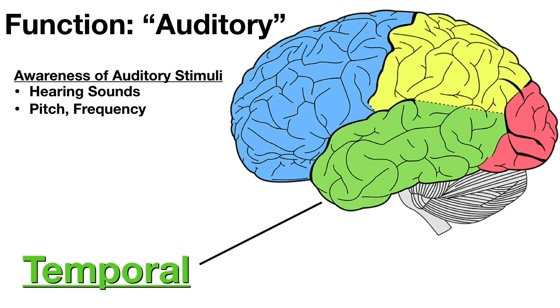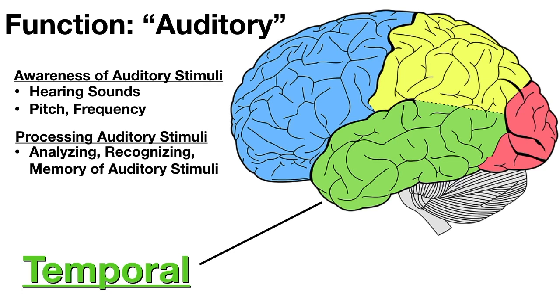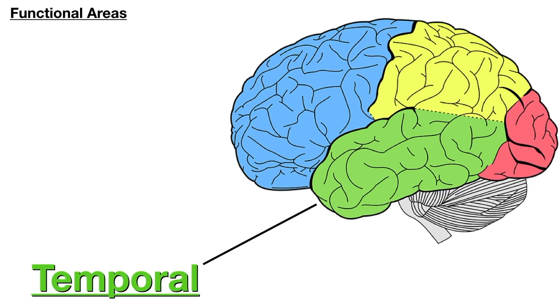The temporal lobe helps to make us consciously aware of auditory stimuli. This is the actual hearing of different pitches and frequencies of sounds. It also helps us process and analyze these auditory stimuli so we can understand what it is we're hearing. Again, there's specific cortical areas within the temporal lobe that correlate with these functions, so let's talk about those. The temporal lobe is going to be similar to the other lobes, in which we're going to see that same pattern of a primary cortex with an association cortex.